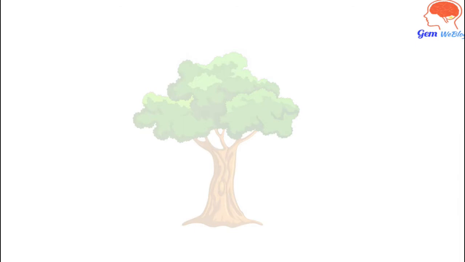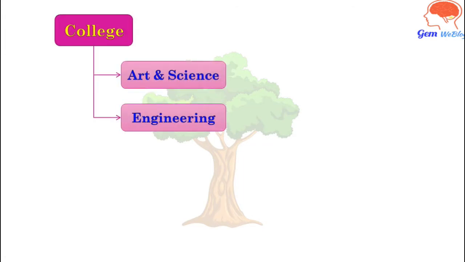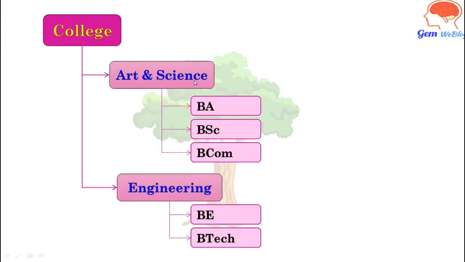Now we will see what tree structure we are going to create. We are going to create college as the root node, which contains two children, arts and science and engineering. The arts and science node contains three child nodes, BA, BSc and BCom, and the engineering node contains two child nodes, BE and BTech. Now we are going to create this tree for demonstration.